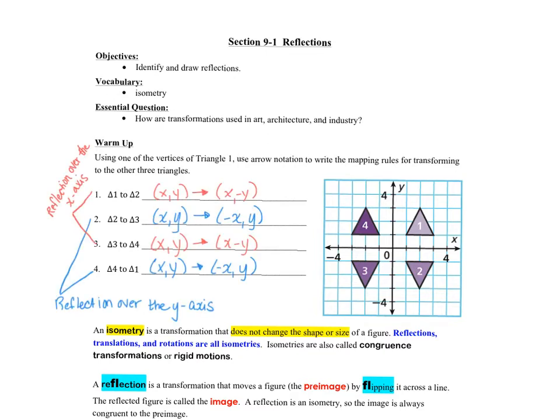Numbers 1 and 3 are both a reflection over the x-axis, and 2 and 4 are a reflection over the y-axis. And I used my arrow notation there so you could see how it's mapped out.